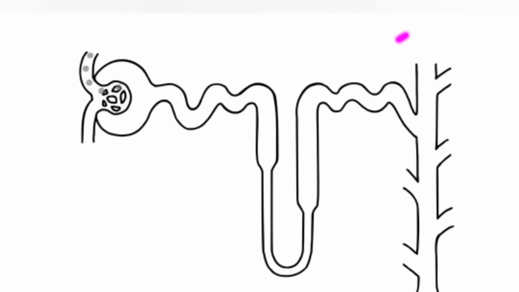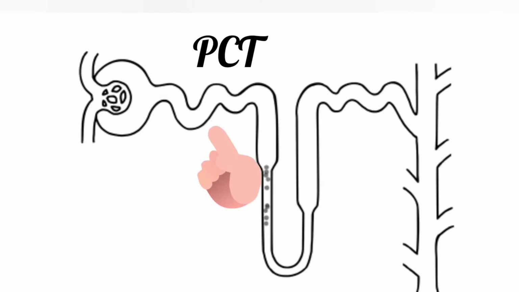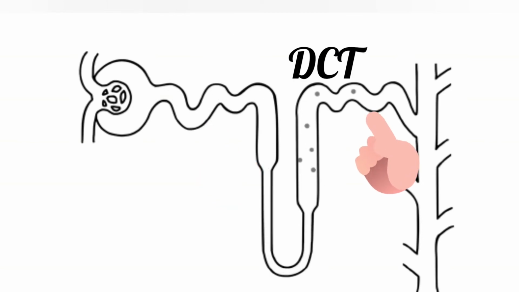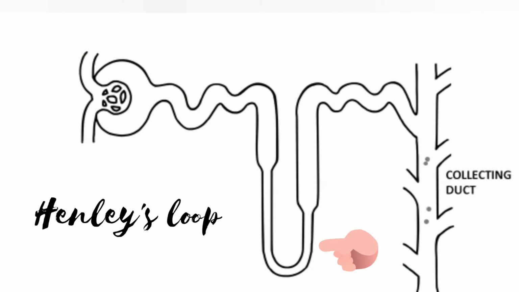Next come the renal tubules. Attached to each Bowman's capsule is a long thin tubule with three distinct regions. The three distinct regions are as follows: the proximal convoluted tubule, the distal convoluted tubule and the Henle's loop. Thereafter we will also see the collecting tubule.